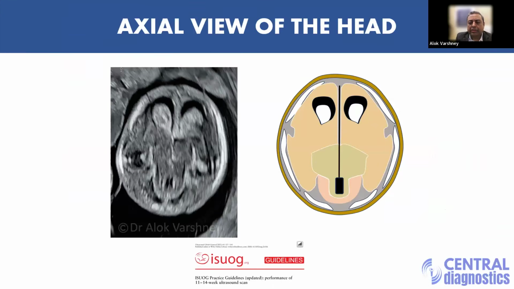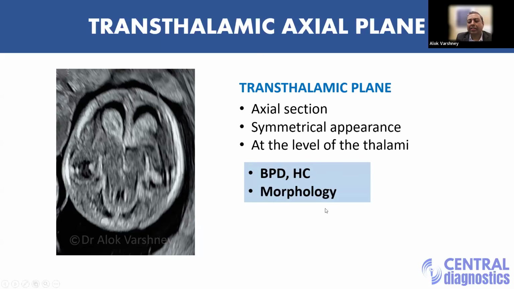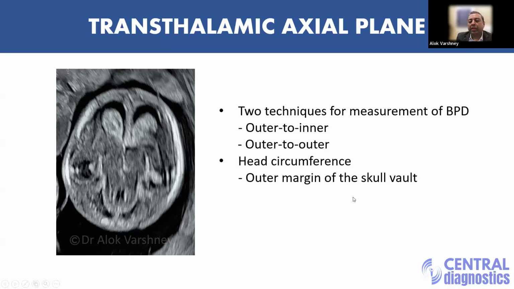The next image that we have to acquire is the axial view of the head. The guidelines suggest that we start with a transthalamic plane. So that's the transthalamic plane that we need to see. This is an axial section of the brain. It should have a symmetric appearance at the level of the thalami. So these are the thalami, and we need to see the thalami. We use this to measure the biparietal diameter, the head circumference, and to assess the morphology of the brain.